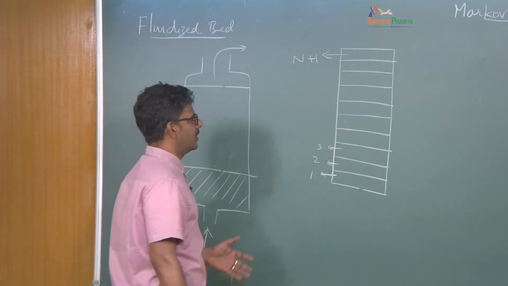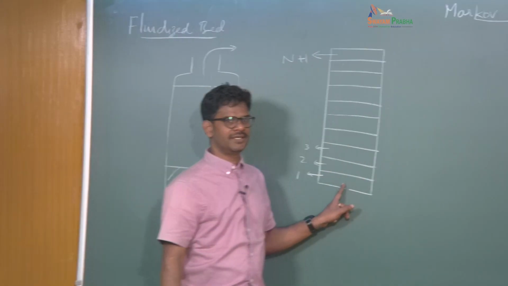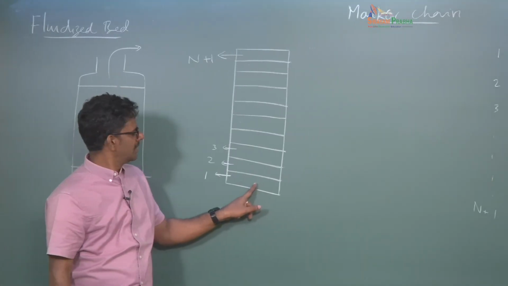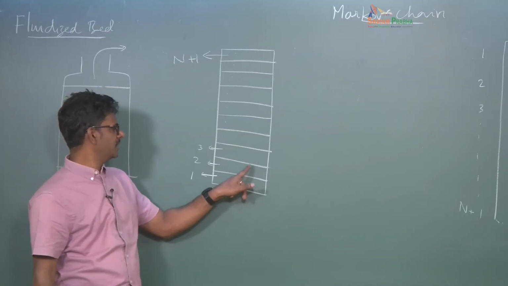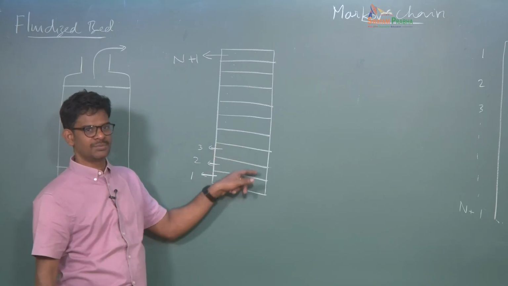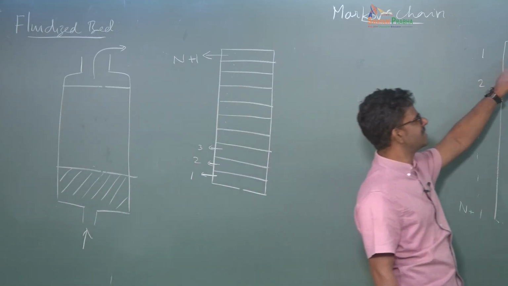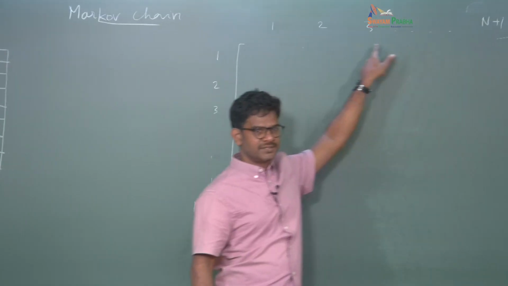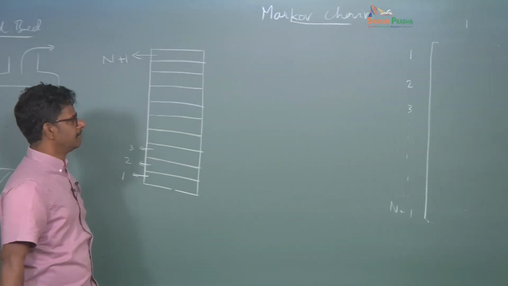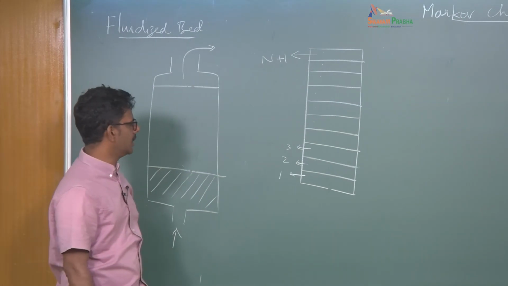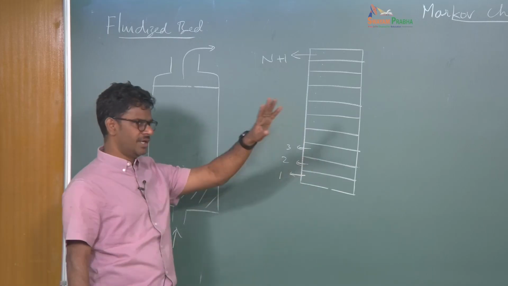What that means is, when I am in state 1, I can remain in state 1, or I can jump to 2, or jump to 3, 4, 5. That is what all these transition probabilities mean. We'll come to the boundary condition later.